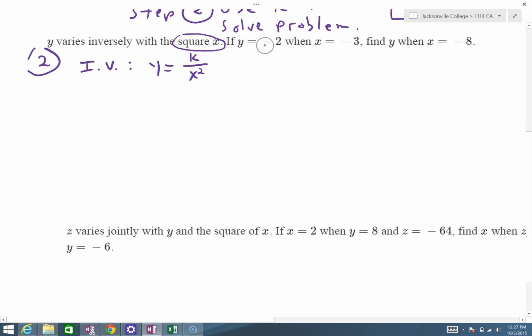It says when x is negative 3, y is negative 2. So substituting, y is negative 2 equals k, which is what I'm trying to find, and x is negative 3.